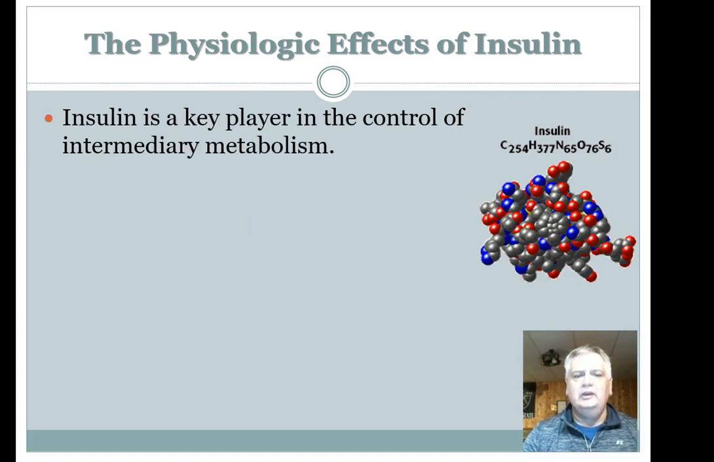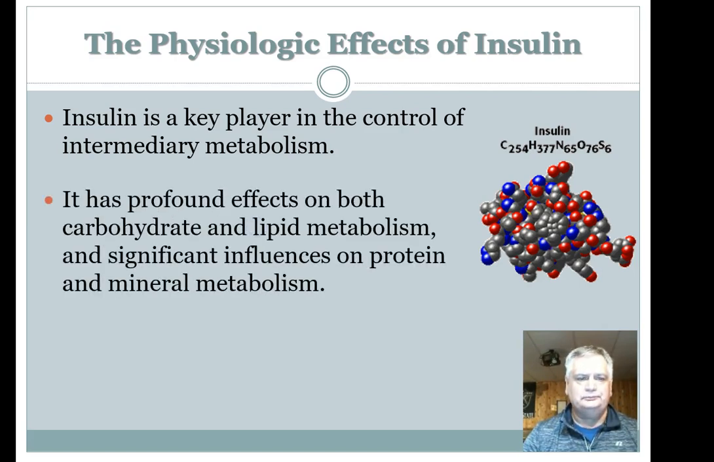Insulin, we say, is the key player in the control of intermediary metabolism. Now, what's intermediary metabolism? Well, intermediary metabolism is the chemical reactions. Remember, metabolism is the sum total of all chemical reactions that occur in your body. The intermediary metabolism is the chemical reactions that actually occur in cells, particularly those chemical reactions that are related to energy production and use. So insulin has profound effects on both carbohydrate and lipid metabolism, as we'll see, and it will also significantly influence protein metabolism and also mineral metabolism.